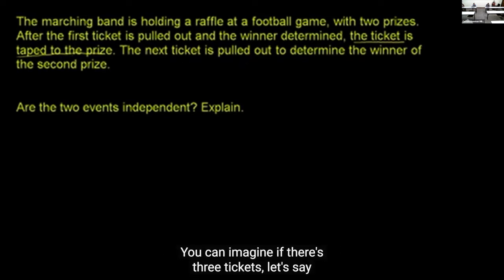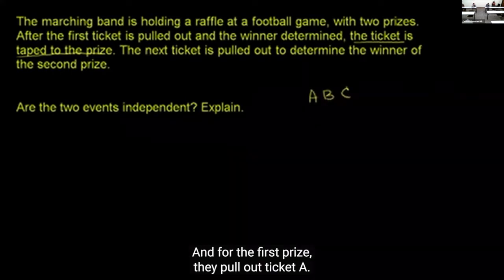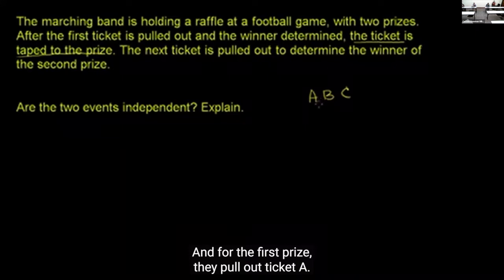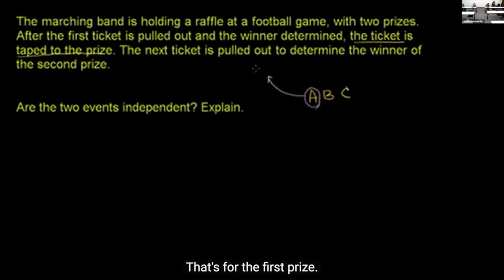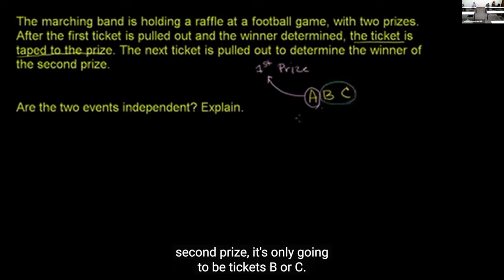You can imagine if there are 3 tickets, let's say tickets A, B, and C in the bag, and for the first prize, they pull out ticket A. That's for the first prize. Now, when we think about who could be pulled out for the second prize, it's only going to be tickets B or C.